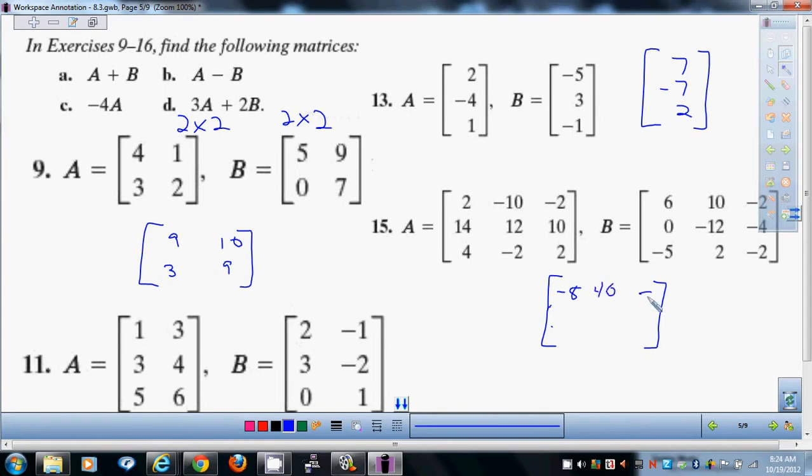I think I'm going to spare you having to do 3a plus 2b. Are there any questions about how you would do 3a plus 2b? Multiply 3 through by the A, 2 through by the B, and then after that, remember, order of operations, you add them together. All right then, we're just going to skip on ahead.